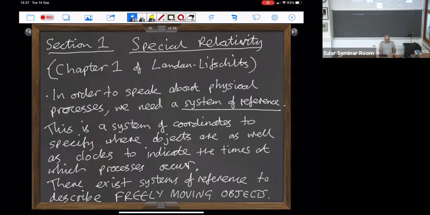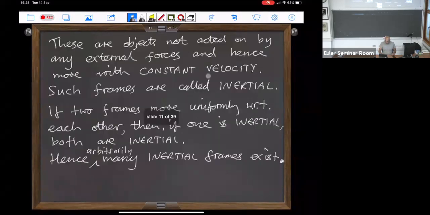Now, the systems of reference, or coordinate systems, that are most important in special relativity are those pertaining to freely moving objects, which are not acted upon by any external force. So such an object will be in uniform motion. Let's say it'll be moving with respect to another object with constant velocity. So these frames are called inertial frames.